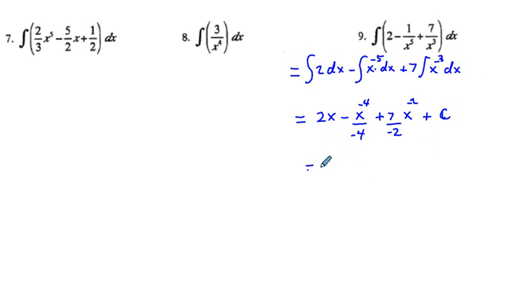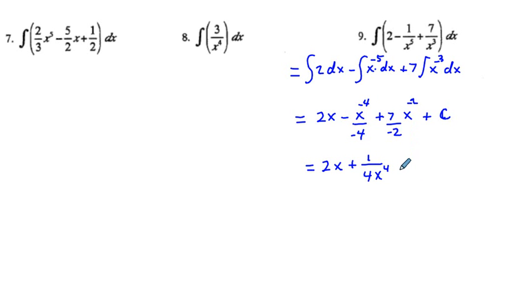So we're going to have 2x, and this negative divided by negative 4 is going to end up being plus 1 over 4, and x to the negative 4 will become 1 over x to the 4th power.